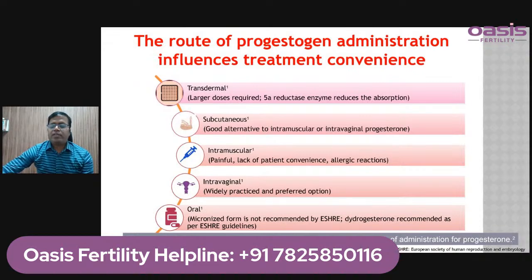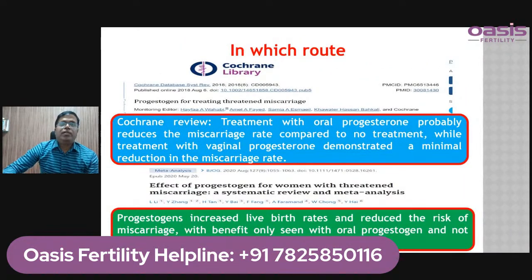And some people also hesitate to use the intravaginal route, but intravaginal is also better than oral, because in the oral route there is more first-pass metabolism, meaning it gets digested. So in that case we have to use a larger amount. In the Cochrane review, treatment with oral progesterone probably reduces the miscarriage rate compared to no treatment, while the vaginal progesterone demonstrated minimal reduction.